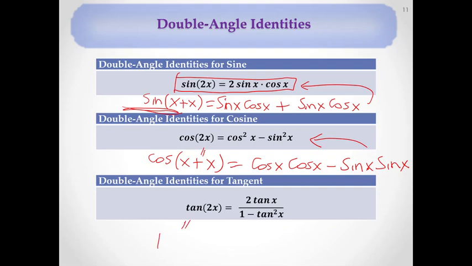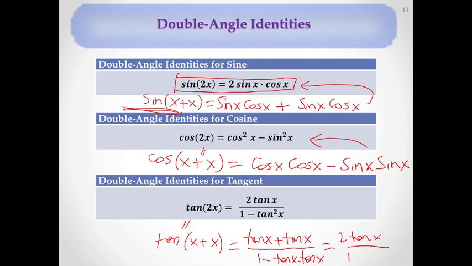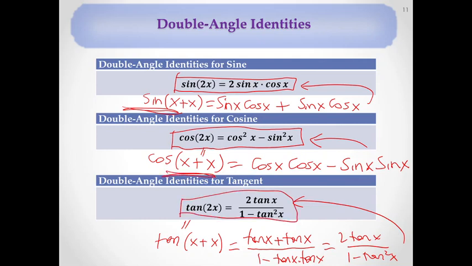And for tangent, we have the same thing. You can write it as x plus x and use the sum rule for tangent. So it will give you 2 tangent x divided by 1 minus tangent squared x. So this is what we have here. If you cannot remember those double angle identities, you can apply the sum rules for x plus x, then you can get the identities.